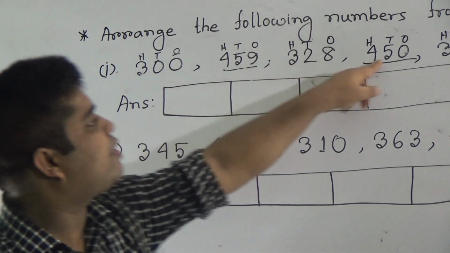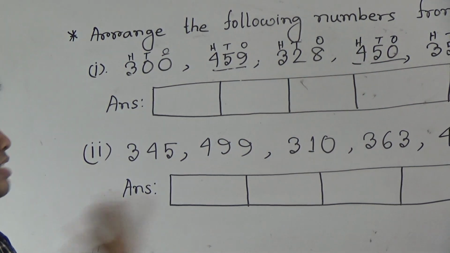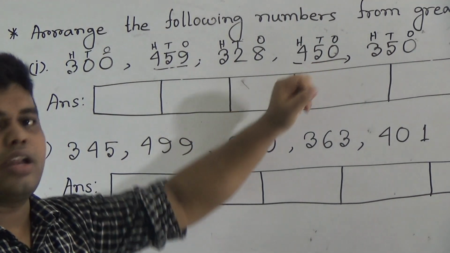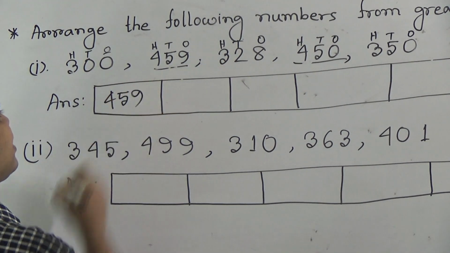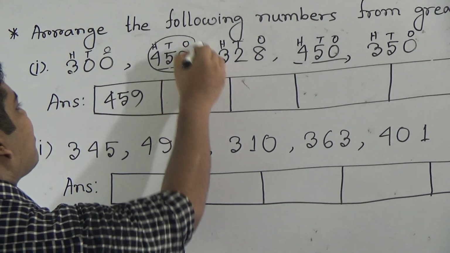59 greater or 50 greater? I know that you are very smart learners. For this reason, we can easily understand that 459 is greater than 450. So, I write 459 at first because it is the greatest number among these 5 numbers. So, this number is done.